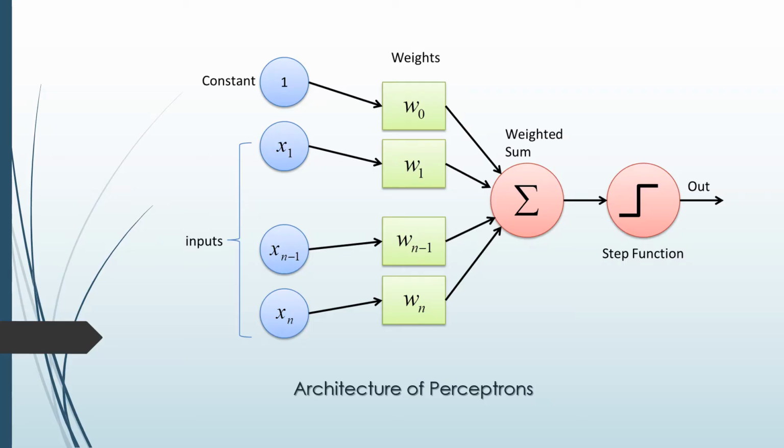Architecture of perceptron. Here we have a constant value. We are giving inputs to that, weights onto it, and a weighted sum, and towards the step function, and at last to the output.